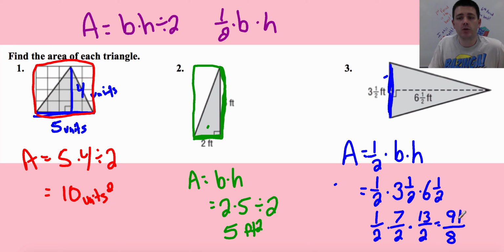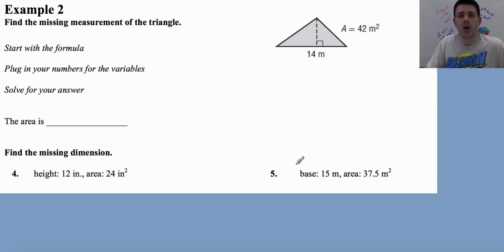8 goes into 91 11 times. That's 88, which leaves us with 3 left over. So I get 11 3/8 feet squared. So you're going to have to remember your rules for your fractions, but you can handle it.